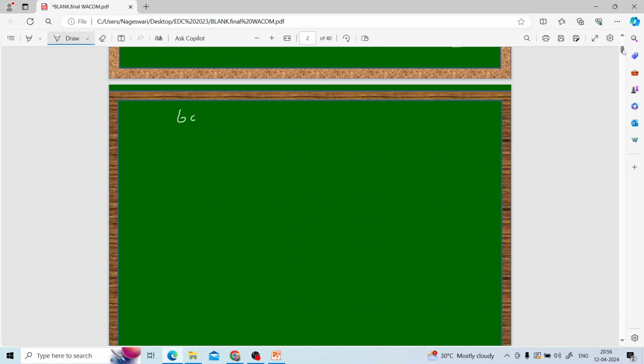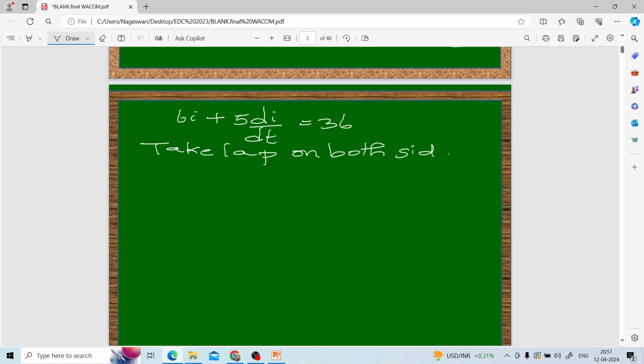So 6 into i plus 5 into di by dt is equal to 36. Okay, so now take Laplace on both sides. As usual, that is the normal procedure we have to follow.